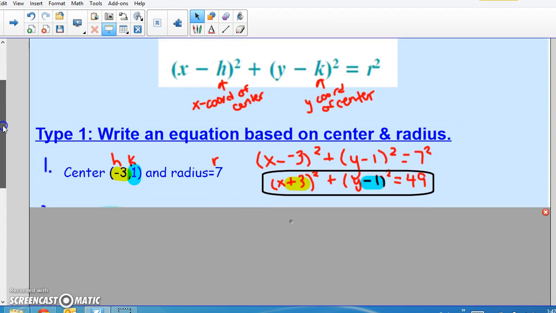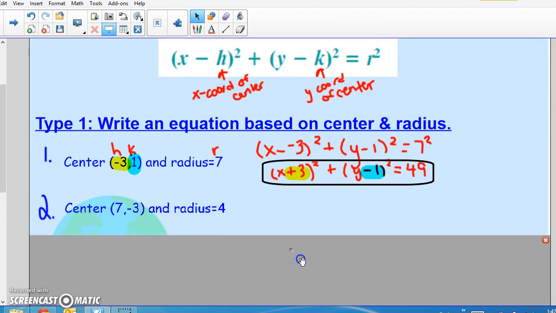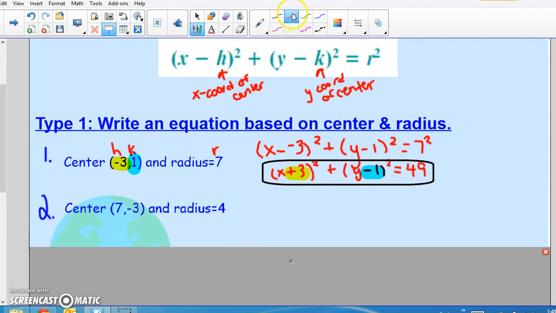So if we take a look at a second one, the center is (7, -3), and the radius is 4. Well, this has got to be a -7 in the equation then. This has got to be a +3 now. And this would be 16.